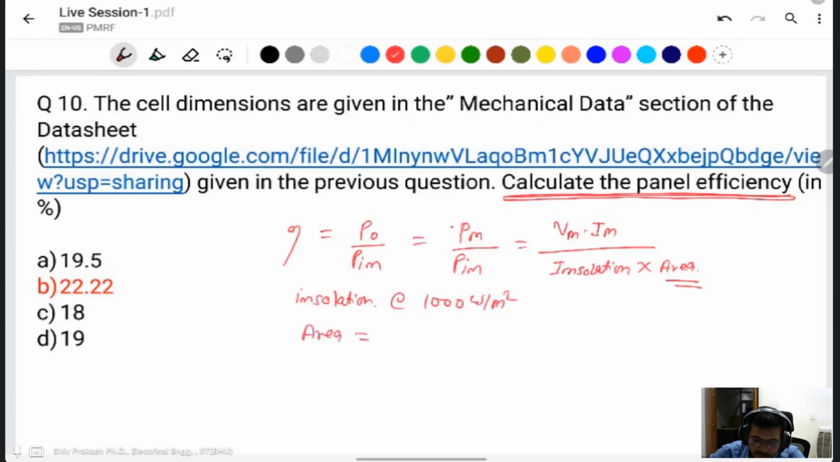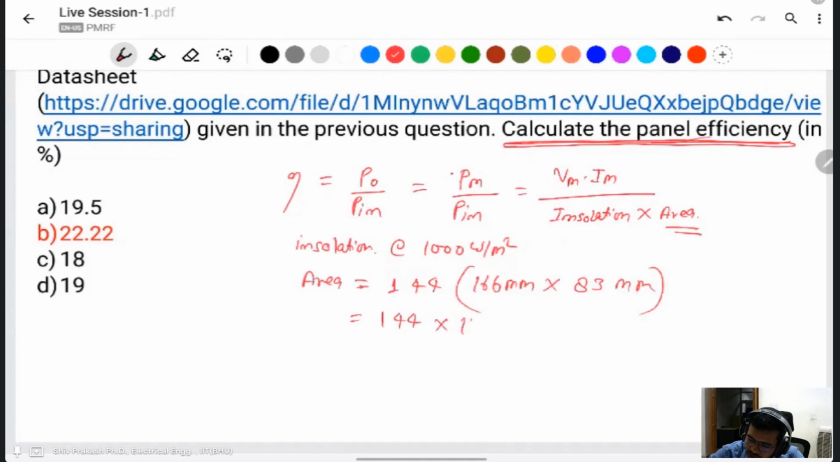Then what is the area? Area is given as 166 into 83 mm. It means 166 mm into 83 mm for one cell. The number of cells is 144. Then you can calculate the panel efficiency. It asks about the panel efficiency for the whole number of cells. Then 144 into 166 into 83 is in mm. It is given in mm, but your power is per meter square. Then change mm into meter. Then 10 to the power minus 3, 10 to the power minus 3. If we calculate, then the whole is 10 to the power minus 6, meter square.